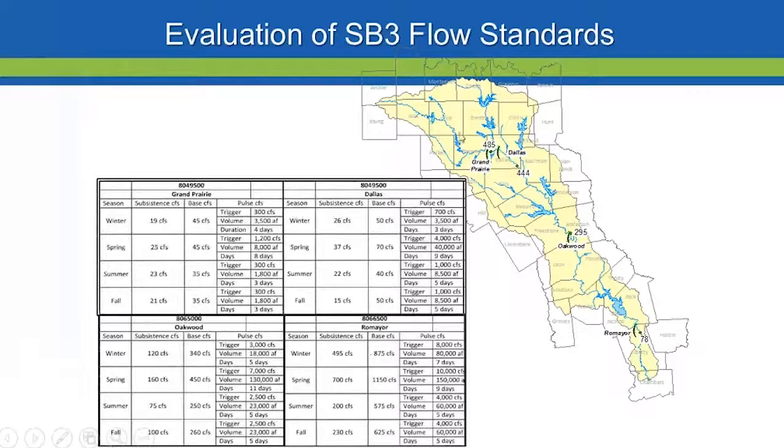So what they did is they went to these different gauges. The Grand Prairie gauge is a measurement point, the Dallas gauge is a measurement point, the Oakwood gauge is a measurement point, and the Romero gauge is a measurement point. For example, this box, these flows have to be satisfied at the Romero gauge before any other water right can be approved.